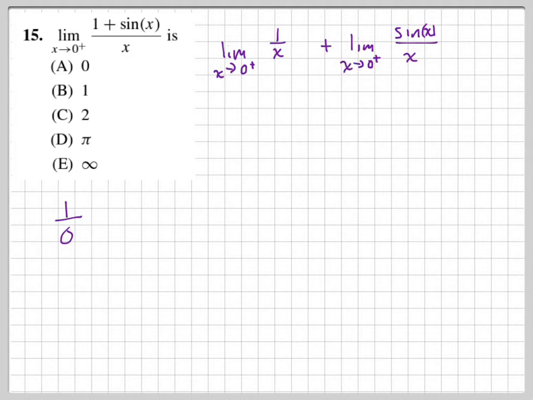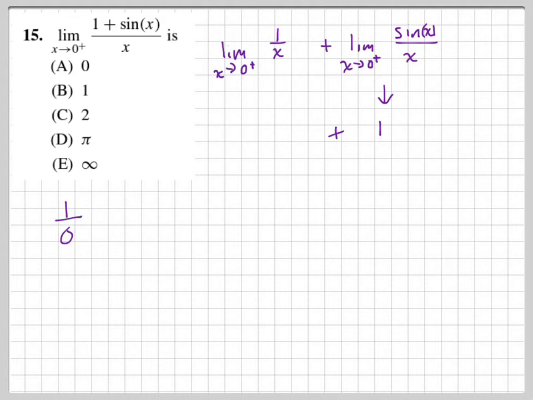So let's look at these each one at a time. This first one's going to give us a 1. As I told you, that's a rule. We learned the squeeze theorem way back when and showed that sine x over x when you approach 0 equals 1.